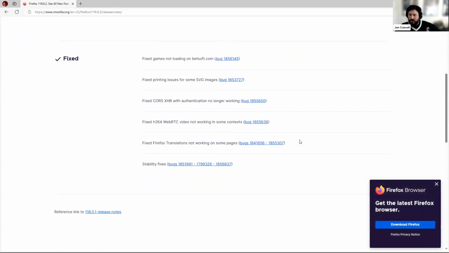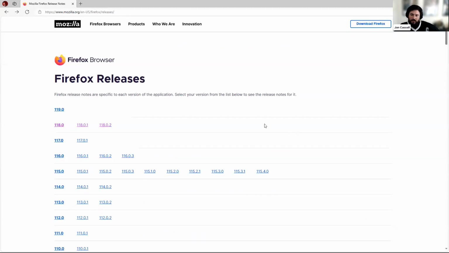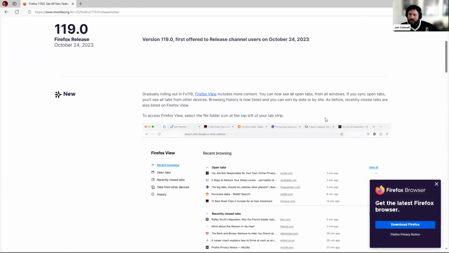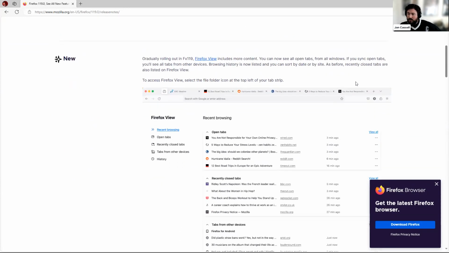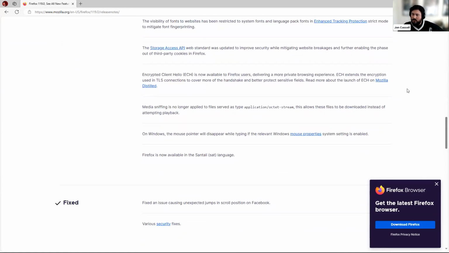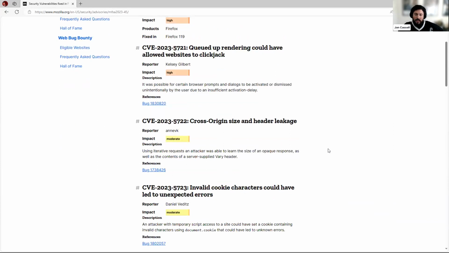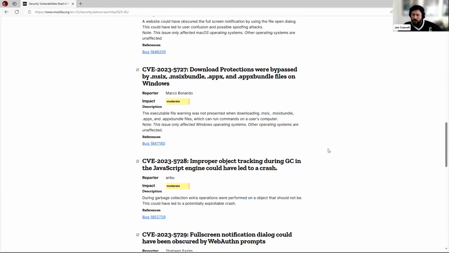Looking at some additional releases, I'm not going to cover this one too much. A few bug fixes. I typically see this with a lot of the sub revisions on Firefox and Thunderbird being the same. There were, however, a number of additional improvements and enhancements to Firefox in the 1.19 release, just dropped a few days ago, in fact. Firefox View includes more content. Gradually rolling out Fix 1.19, Firefox allows you to edit PDFs, a number of additional fixes, and the security fixes. This release did cover quite a few. There are 3 high severity, 7 moderate, and 1 low vulnerability for Firefox 1.19.